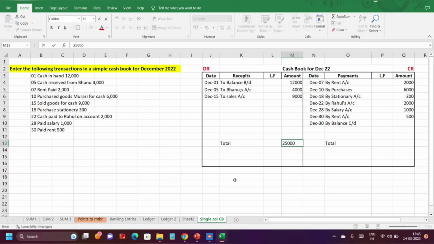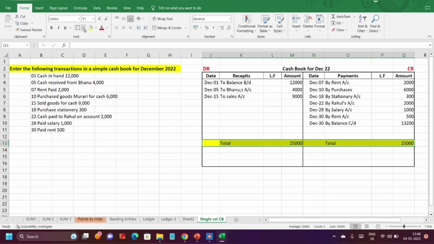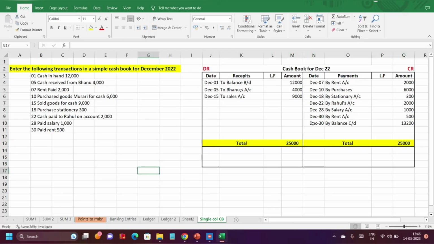So here 25,000 is the total and 25,000 is the total. Out of 25,000 receipts, inflow, we are paying, the outflow, 11,800, so our balance is 13,200. This is our single column cash book, and this is the balance of our cash book. This is how we have to record all the receipts and payments and find out the balance of the account. So this is it for the single column cash book. In our next video, we will be studying about double column cash book, in which columns will be bank account and cash account.